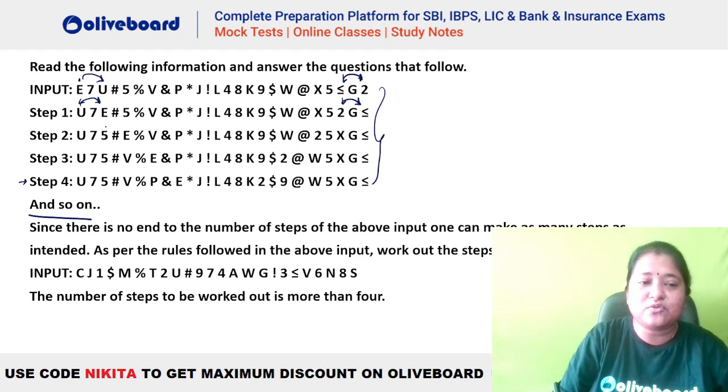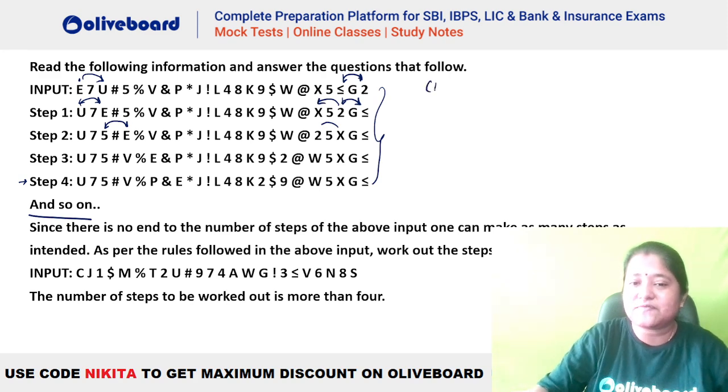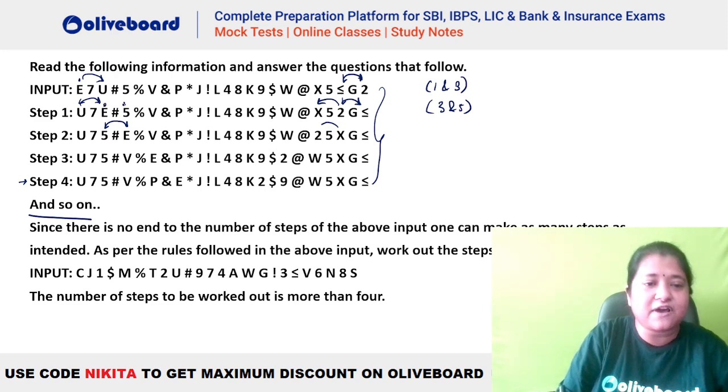Similarly, in step number 2, if you check, 3 and 5 have changed from here. Similarly, here also if you check, 3 and 5, right? This 2 and X have changed their position, isn't it? So if you check, it is first and third from both the ends. Here we have taken 3 and 5 from both the ends, isn't it? This one, 3 and 5.